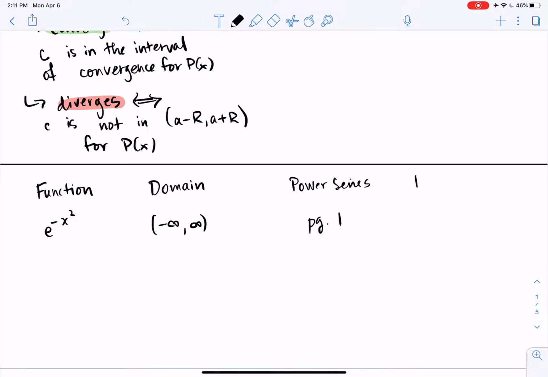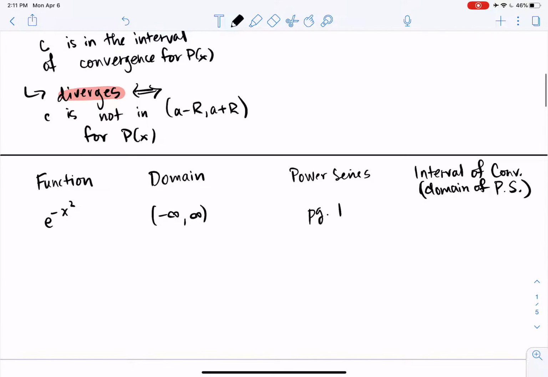But the power series has its own domain. It has its own interval of convergence, and I just want to make a really strong point here that the domain of the function compared to the domain of the power series, which is the interval of convergence, those are sometimes different. Sometimes they're the same, but sometimes they're different. Here's an example, because this is a function that we're also going to do in this worksheet.